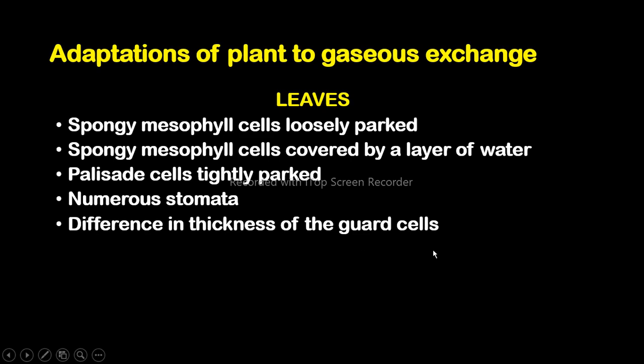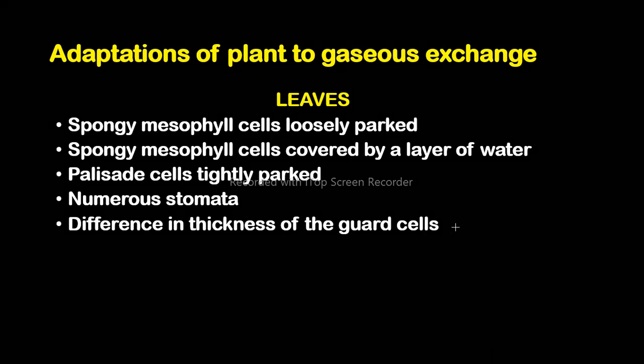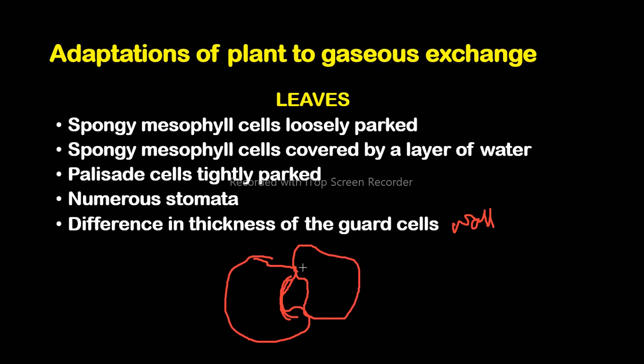Differences in thickness of the guard cells. Let's add walls. In the walls of the guard cells, like we said, you have the inner wall, which is thick and inelastic, for both guard cells. And you also have the outer wall, which is thin and elastic. So this irregular thickening of the guard cells allows the opening and closure of the stoma, which then facilitates the gaseous exchange, the diffusion in and out of these respiratory gases.